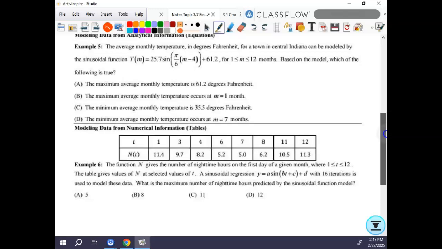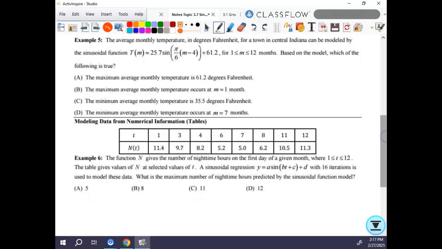All right. Modeling data from analytical information. So the average monthly temperature in degrees Fahrenheit for a town in central Indiana can be modeled by this sinusoidal function. Based on the model, which of the following is true? So it's talking about maximums and minimums, what they are and where they are. This is a non-calculator question, so I think I need some sort of picture to help me with this. So we're going to sketch out a little graph here.